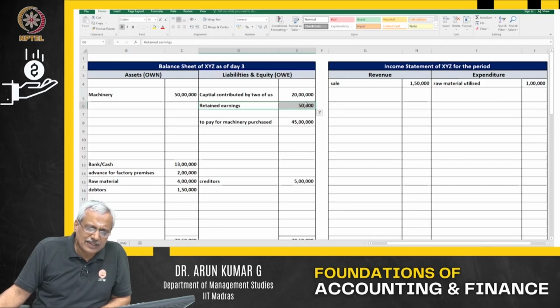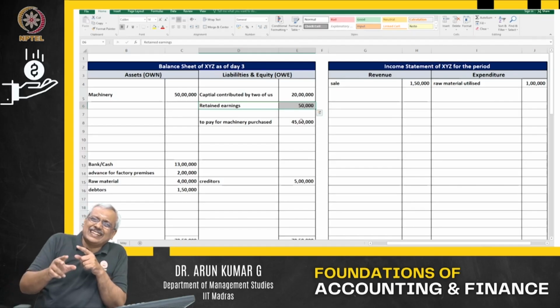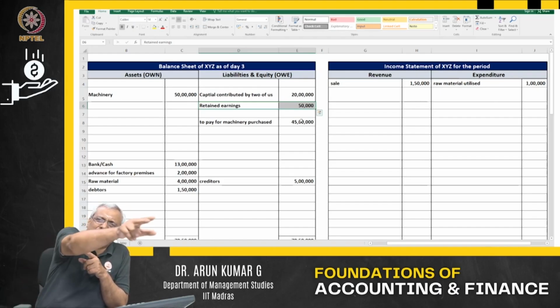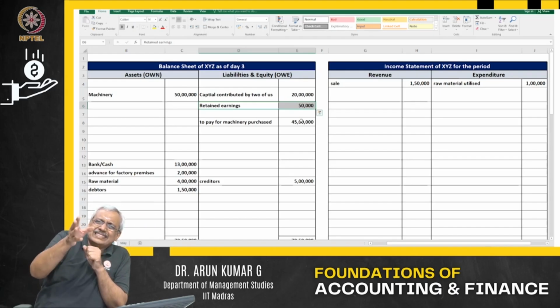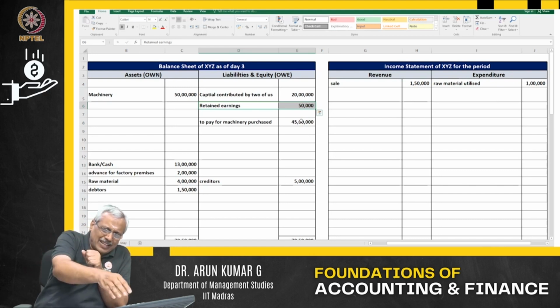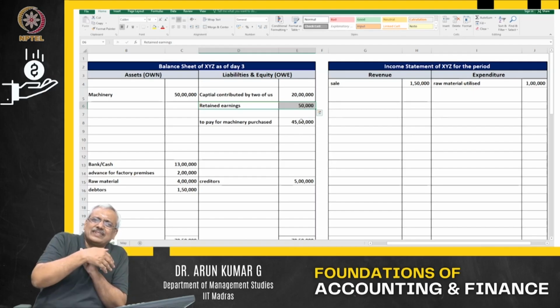The profit basically goes to the capital provider. So what happens? XYZ is liable to pay the profit back to the capital provider. I repeat, XYZ is liable to pay the profit to the capital provider. That is where it is appearing on the liability plus equity. It is liable to pay.